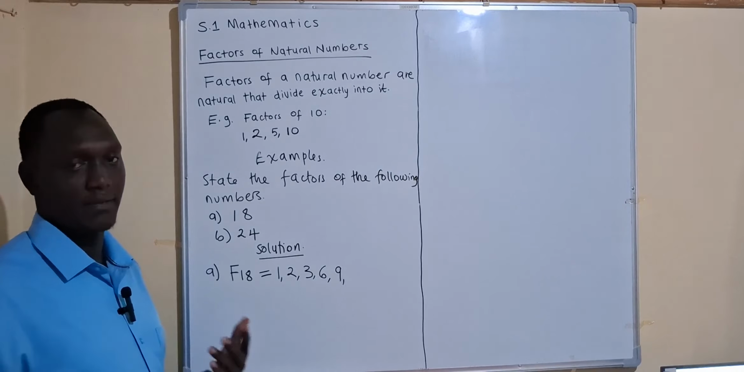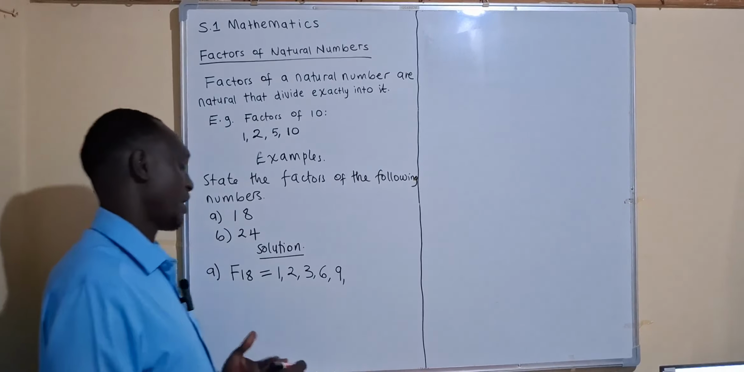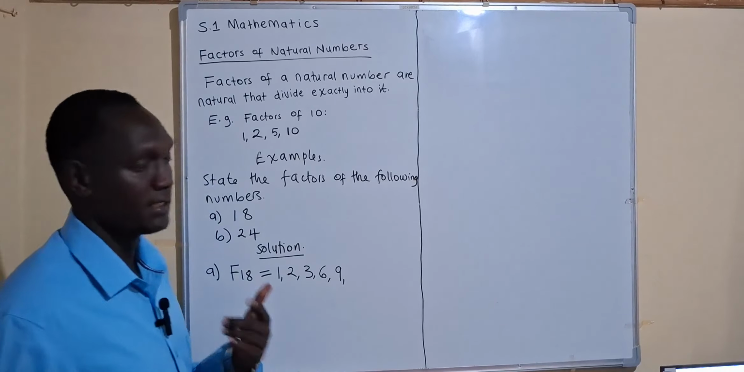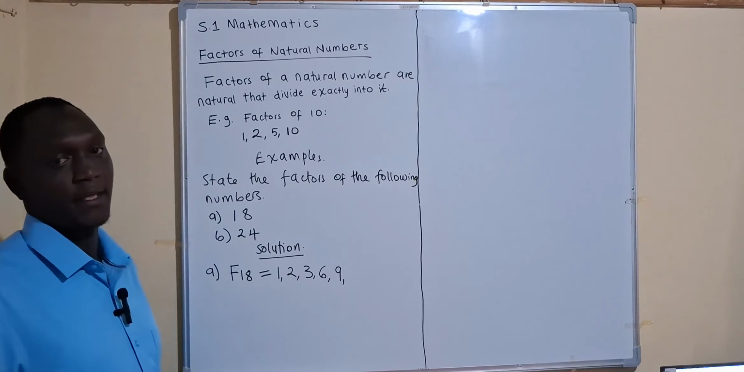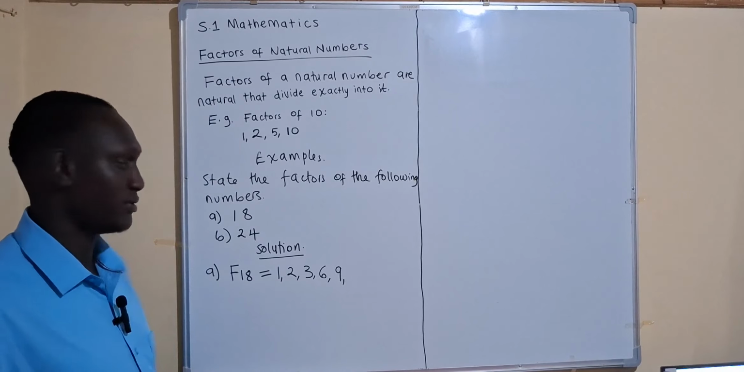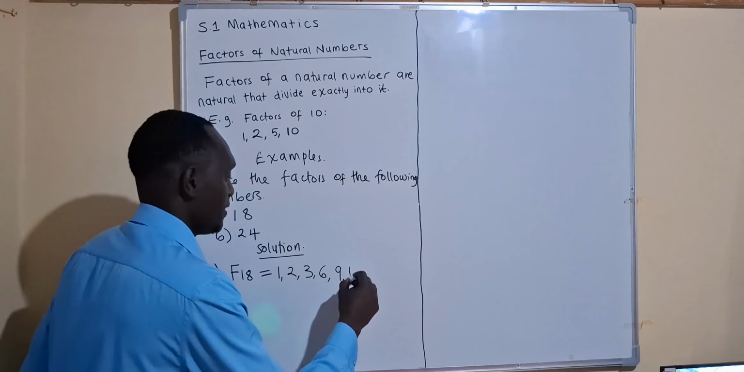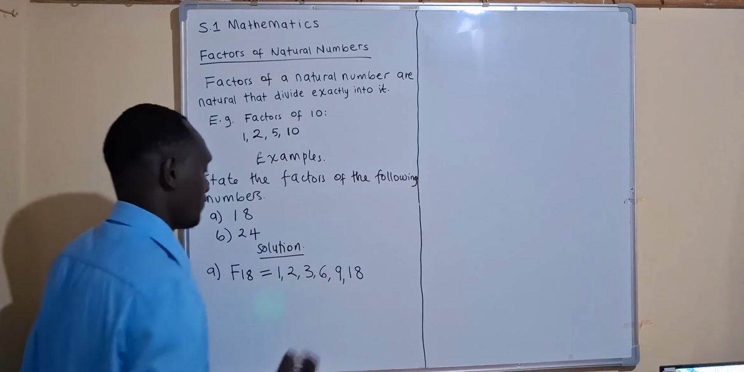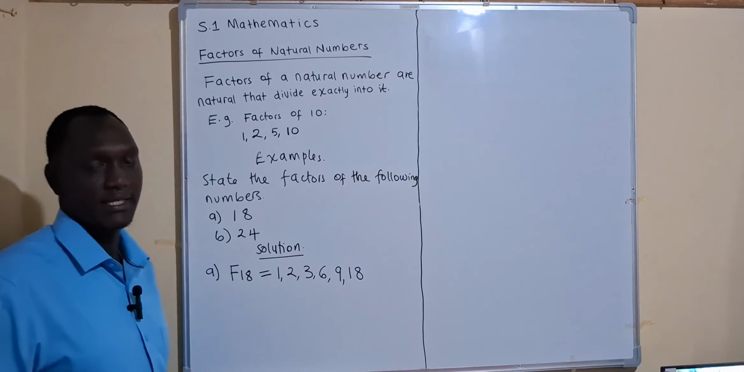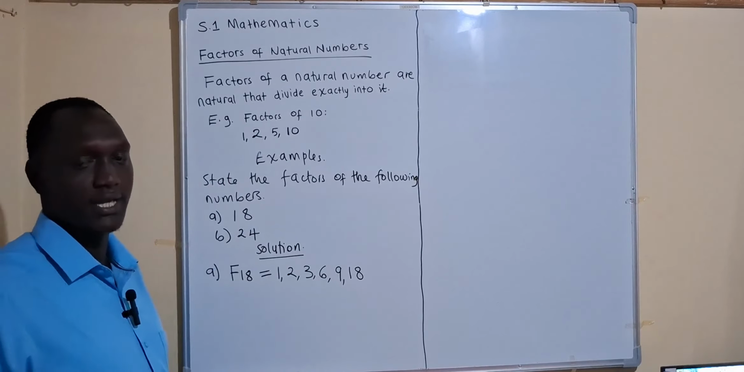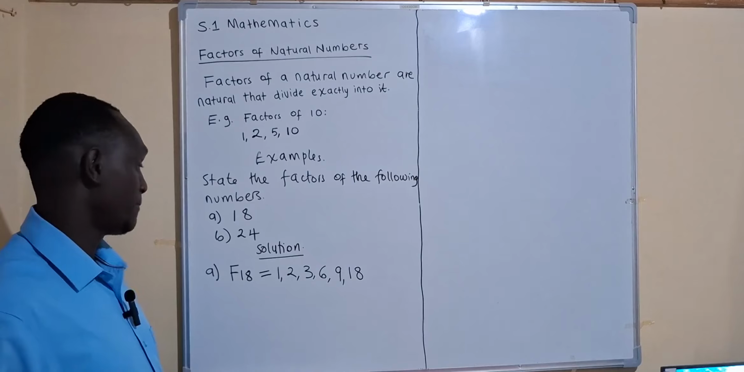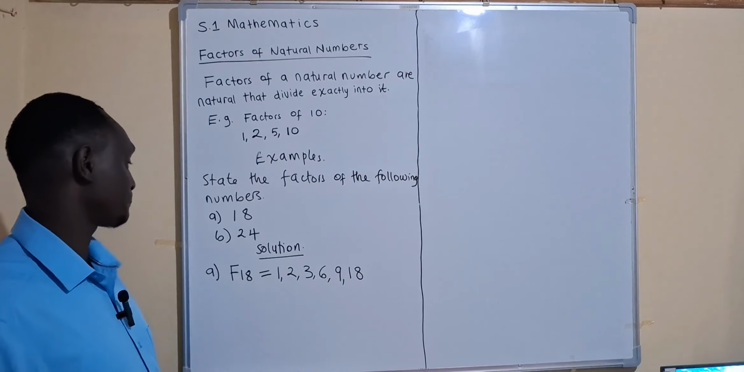And then 18 divided by 18 gives us 1. And the remainder is 0. That qualifies 18 to be a factor of 18. So simply, that is the approach to getting the factors of a given number.